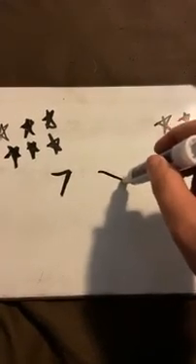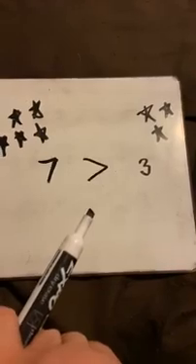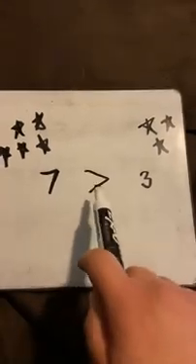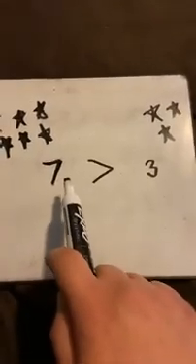Now, which way is my bigger number? 7. So I'm going to open my alligator mouth to my bigger number because he's hungry. He wants to eat more stars. So I have him open. So let's look. 7 is greater than 3 because 7 is the bigger number.